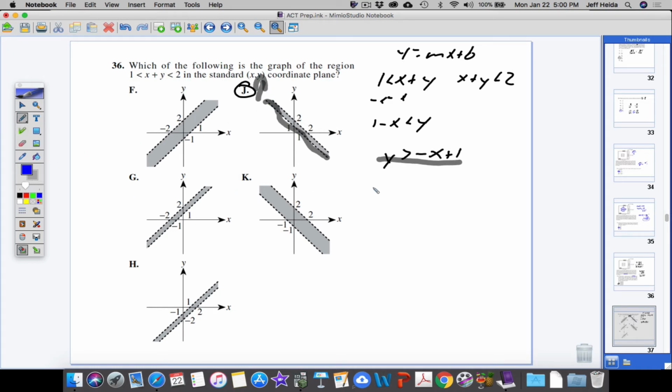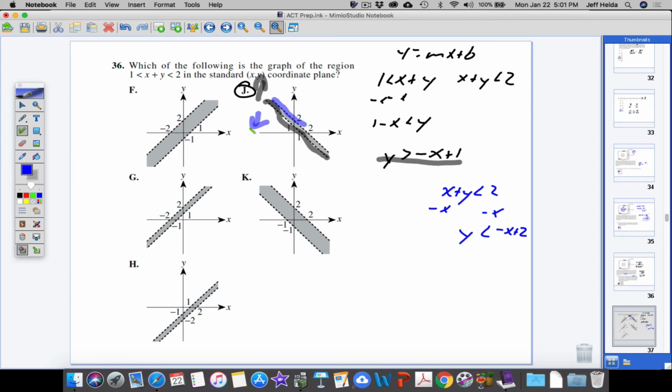Now let's look at x plus y is less than 2. We'll subtract x from each side. Y is less than negative x plus 2. So in this case, you have the line with a y-intercept of 2 and a slope of negative 1, which would be this second line. And since y has to be less than, it's the underside. So J is the solution to that.